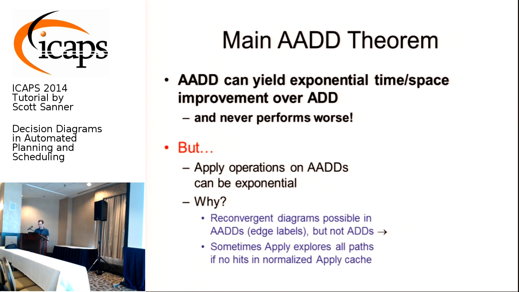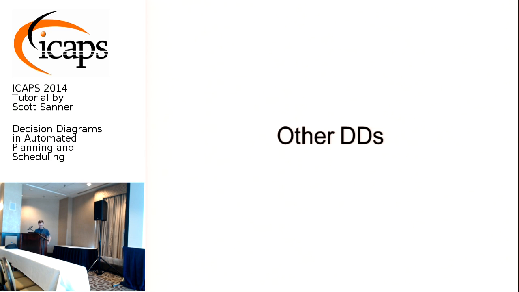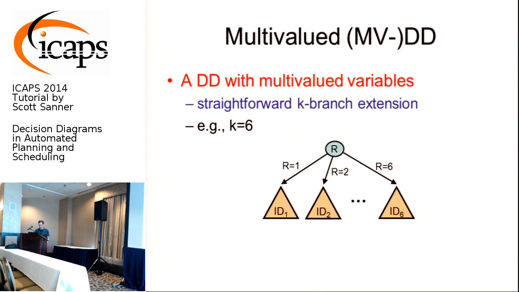So it's useful as long as you have local structure. If you need a function over 30 variables directly, it's not always the best thing. OK, so I've got about 5 minutes, maybe a little bit more. So I'm going to wrap up with some other decision diagrams.